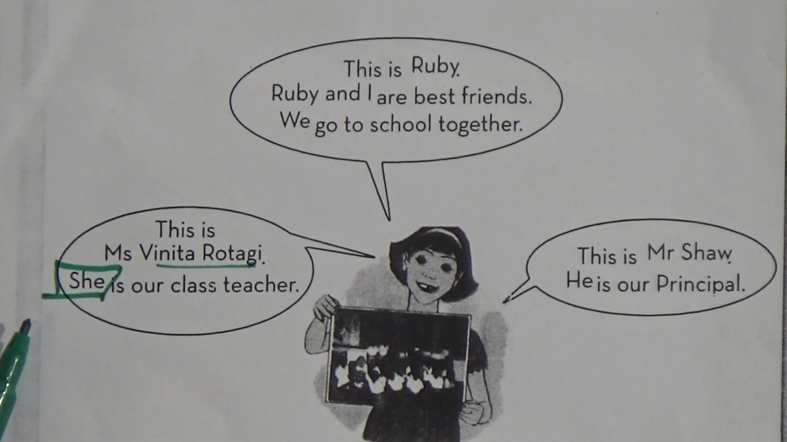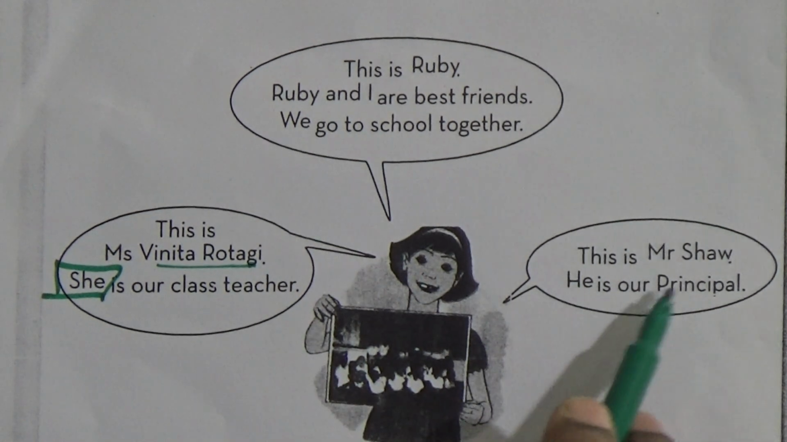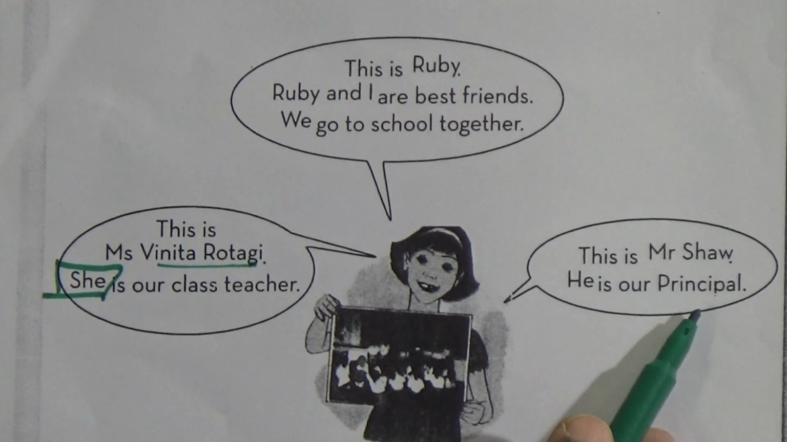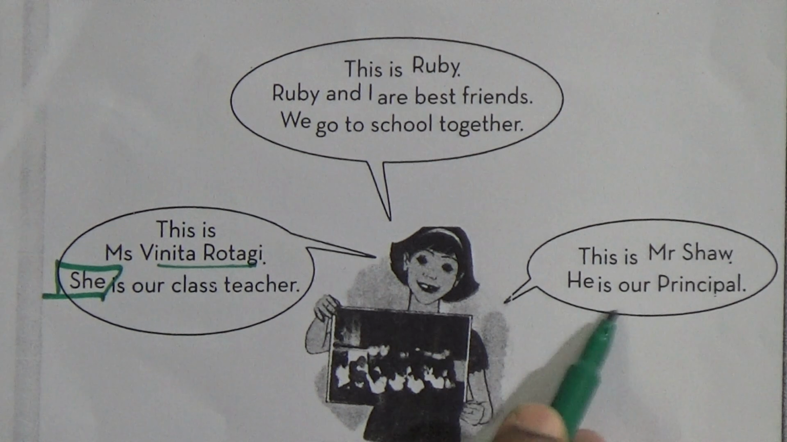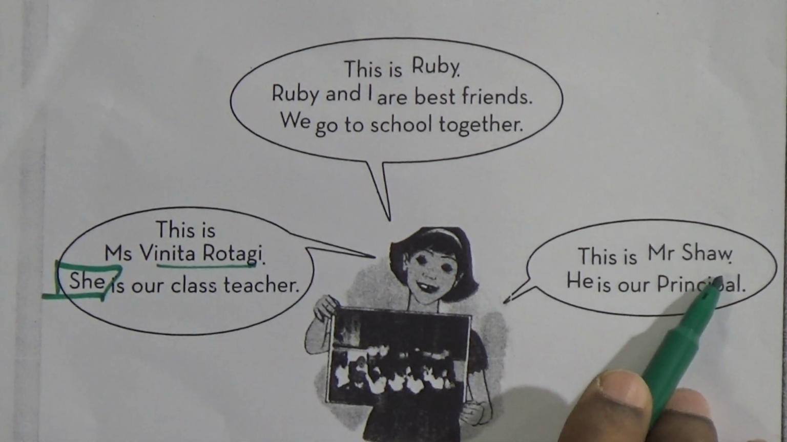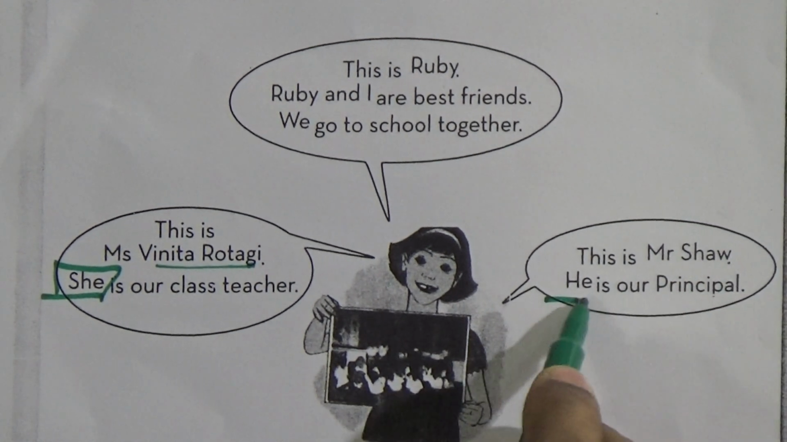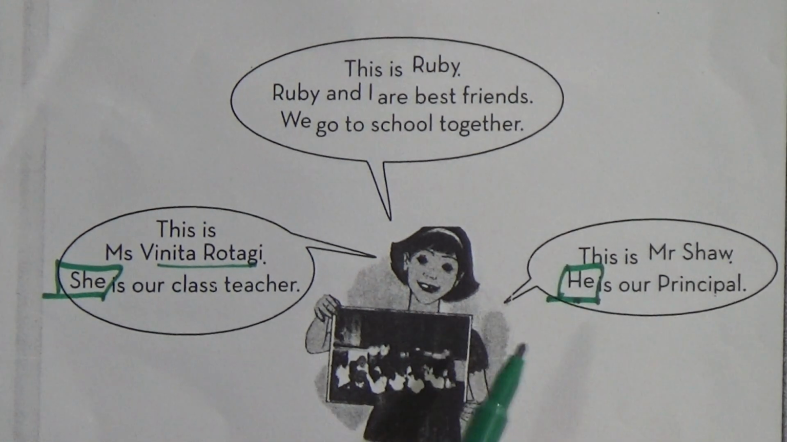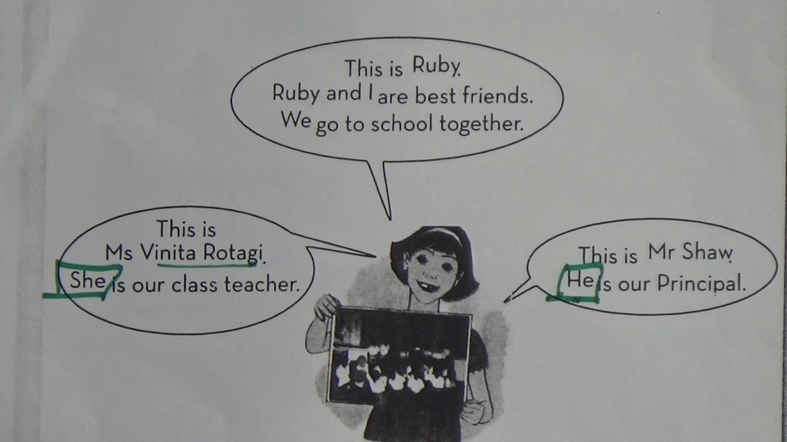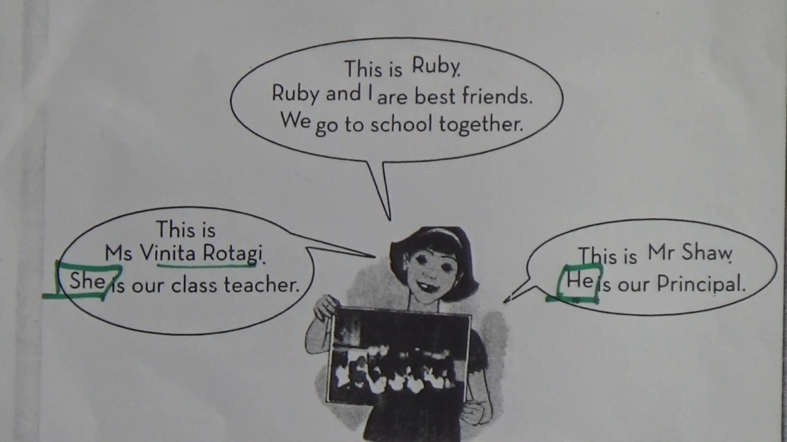So she is a pronoun. This is Mr. Shaw. Mr. Shaw is a person, is a man. That's why we are using he without his name. He is our principal. So in this sentence, he is a pronoun. So what is a pronoun? Pronouns are words that are used in place of nouns.